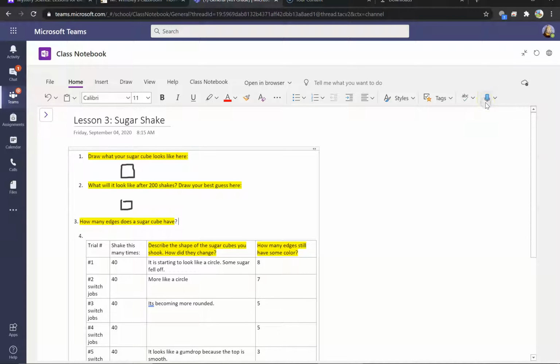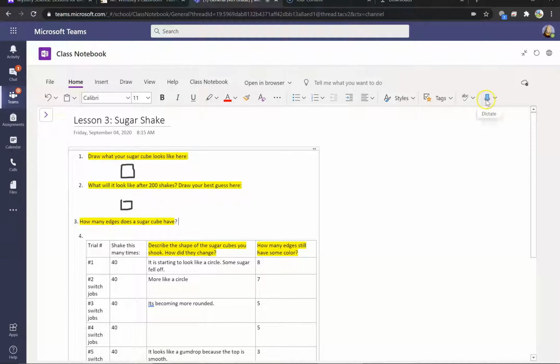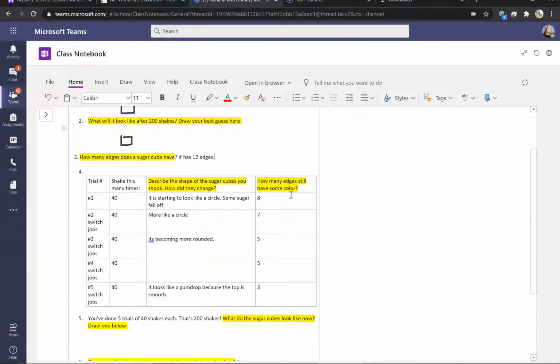Now remember, we have this nice little thing that we can use as well. So I'm going to click it, and then allow my microphone. And now let's go. It has 12 edges, period. Then we'll stop it. And our next part, we need to do our shakes.